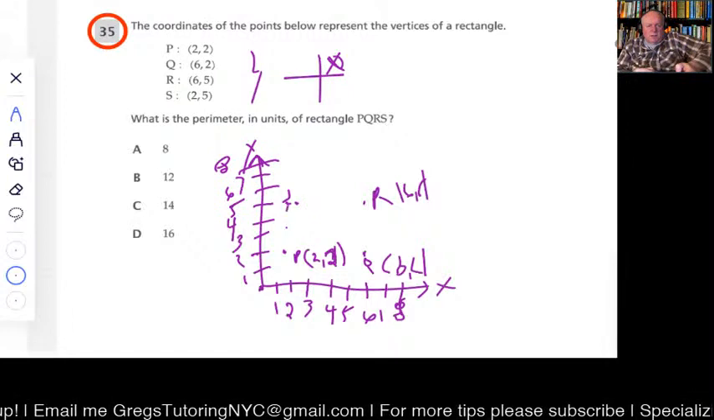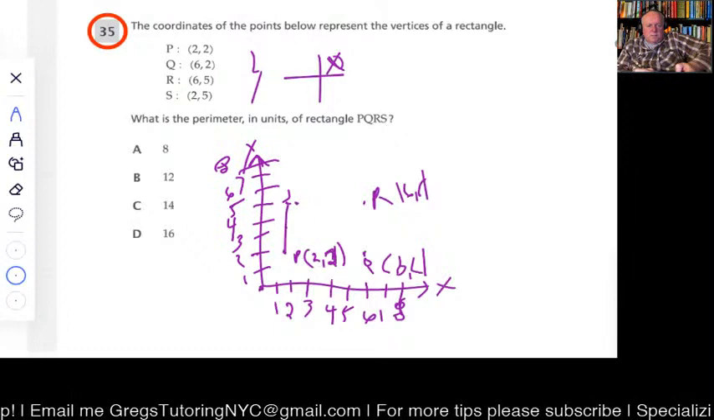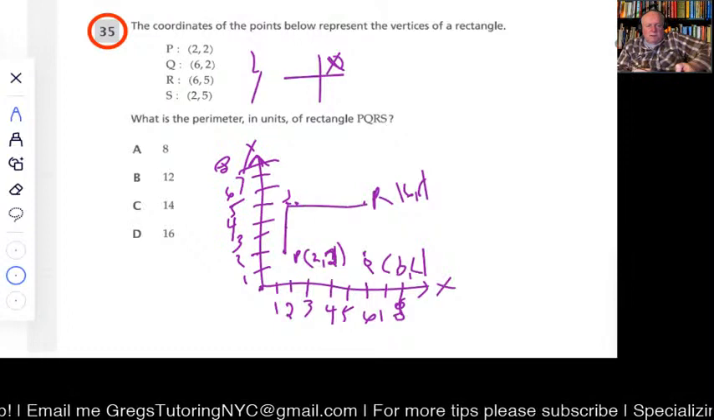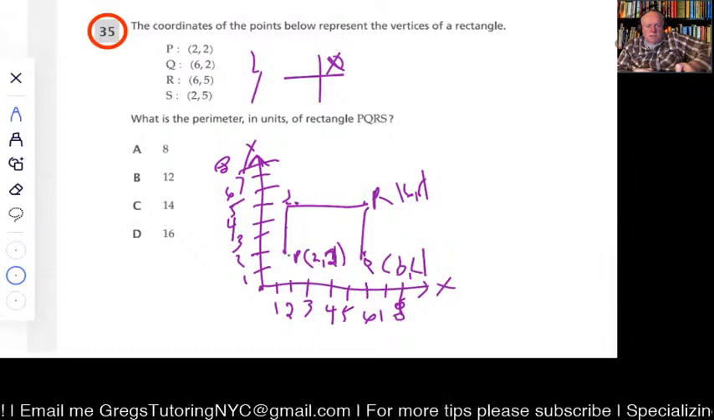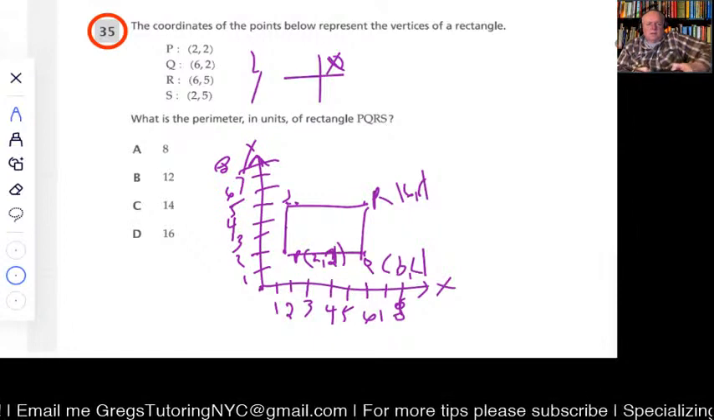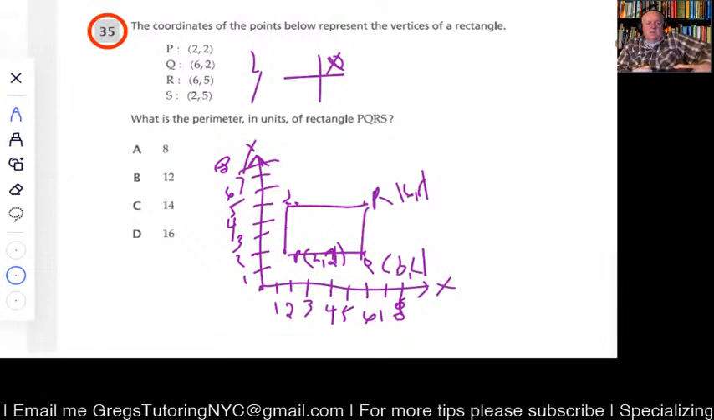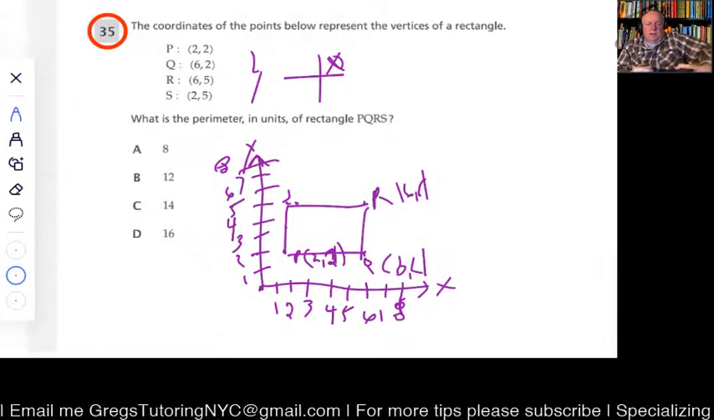If we connect it, they will both be horizontal and vertical lines, adjacent alternate horizontal lines, and that is a rectangle then. So then it's going to ask us, what is the perimeter? All right.